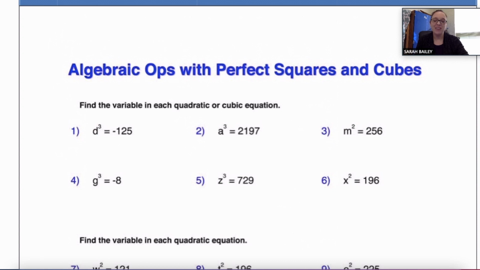Hey everybody. So today's lesson is going to just be solving equations where you have to use the square root or the cubed root. So if you look at the very first section, it just says to find the variable in each quadratic or cubic equation. So a quadratic equation is one where the variable is squared, and a cubic equation is one where your variable is cubed. So let's look at number one.